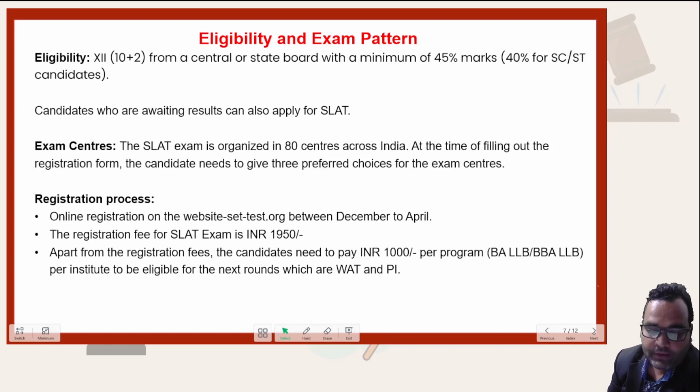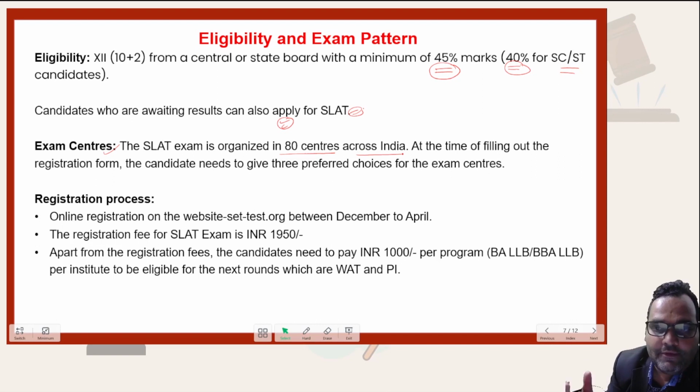Moving forward, now if you see the eligibility and exam pattern, eligibility is 10+2 from a central or state board with a minimum of 45% marks. For SC/ST, the minimum eligibility is 40%, and students who are appearing in class 12 can also apply for SLAT. The exam is organized in 80 centers across India.